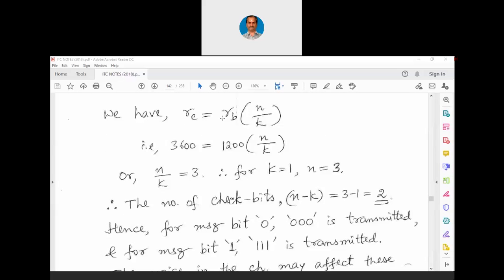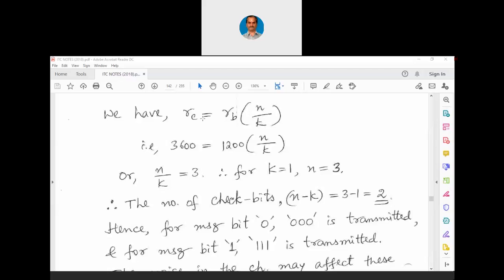We have RC equals RB into N by K, where N is the total number of bits that are coming out of the channel encoder in a block, and K is called as the block size in the source encoder. Means if at all we send 8 bits, let us say we add additional 4 bits, then N will be 12 bits, K will be 8 bits. That K is called as the block size.